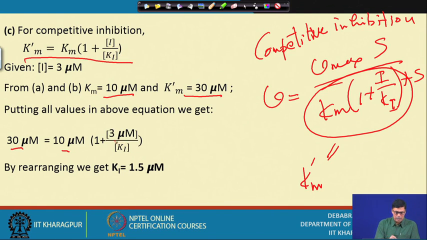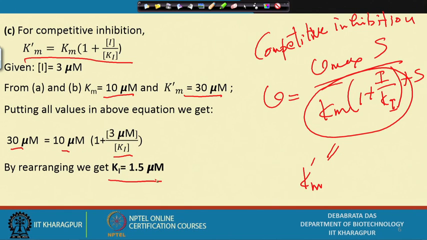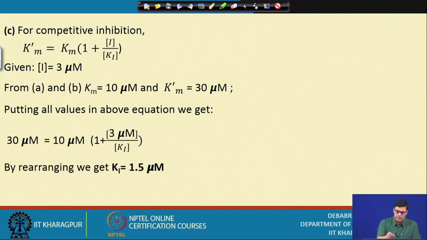The inhibitor concentration is 3 micromoles, that is given. So, we can easily calculate the Ki value. Ki value is nothing but the equilibrium constant between the enzyme and the inhibitor complex. This is the Ki value, we can easily calculate.